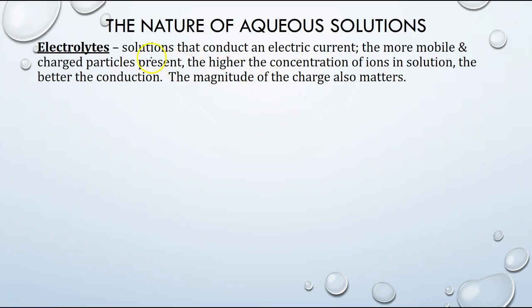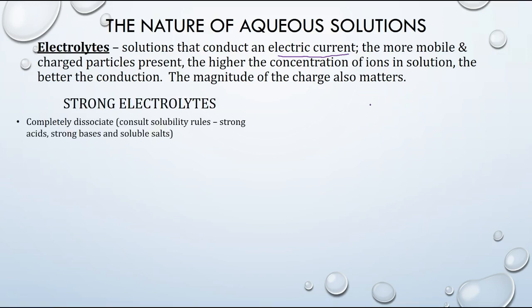So we have to talk about what an electrolyte means. An electrolyte is a solution that can conduct an electric current. So basically, the more ions, the more charged particles present in solution, the greater the amount of charge there exists, the greater that it will conduct electricity. So things that are strong electrolytes are really important to us. They completely dissociate. That means they are strongly soluble. Strong acids, strong bases, and very soluble salts do this.